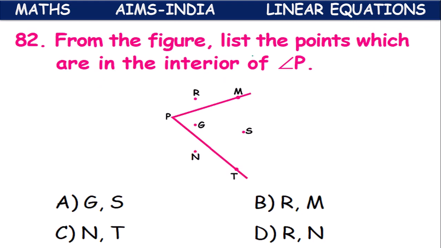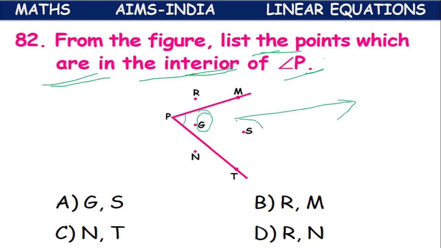So from the figure, list the points which are in the interior of angle P. This part, interior part. In this part, we have point Z, point S. So answer ZS. Point M, point T are on the boundary. Point N and point R are in the exterior.